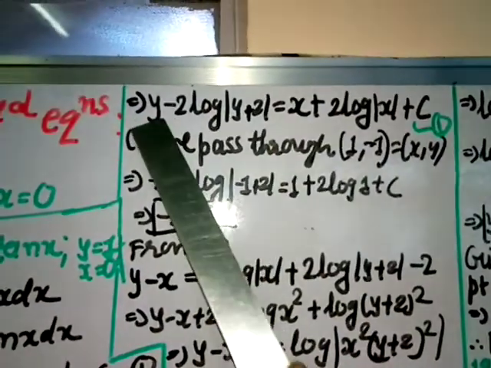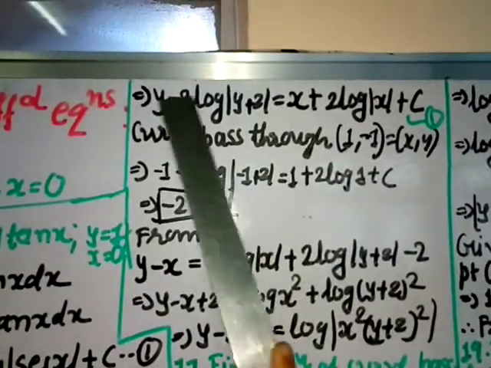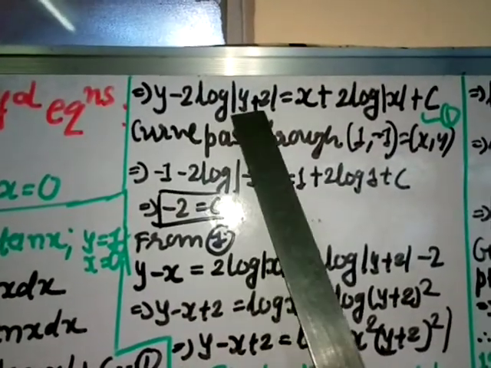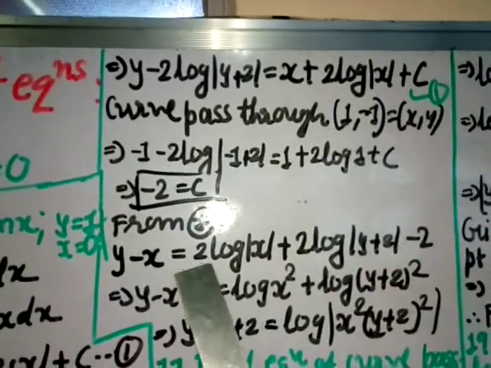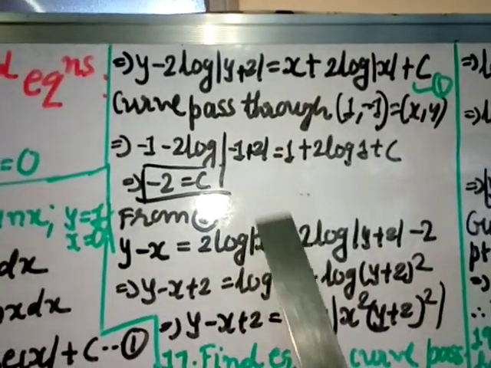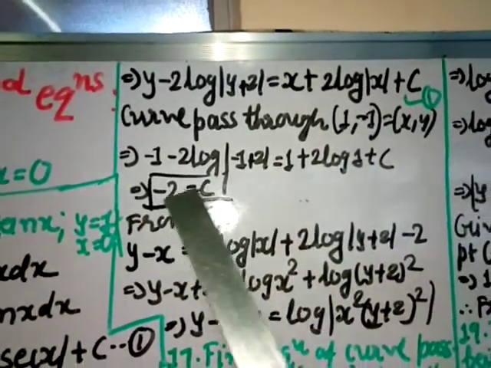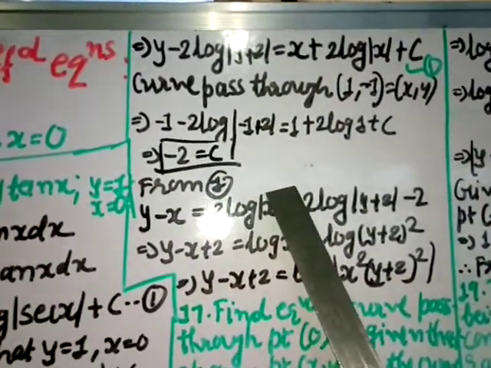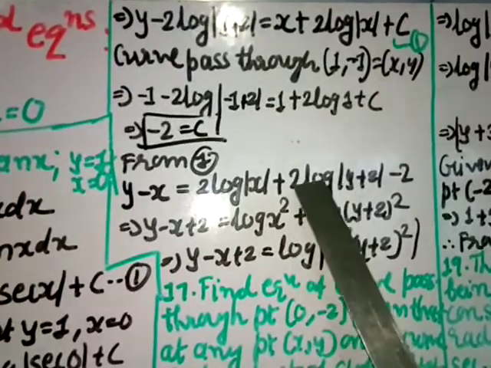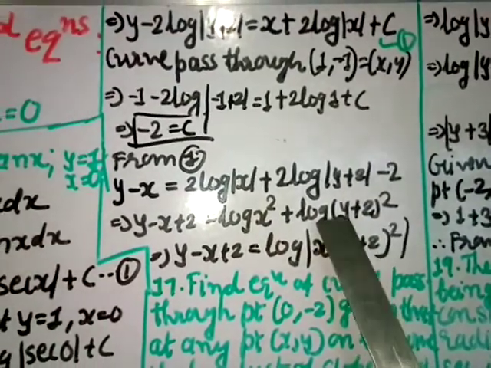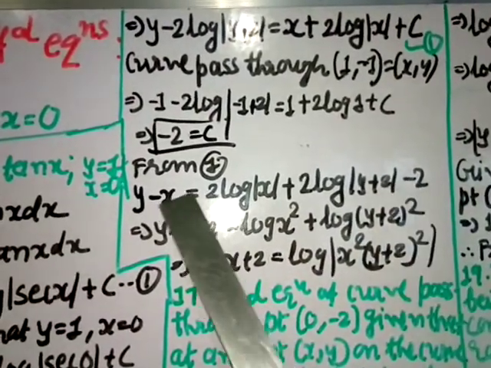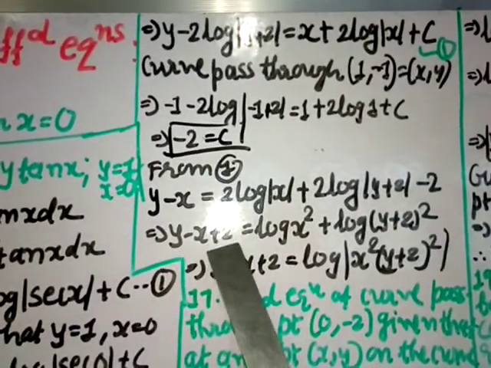This x you are transferring here, so y minus x; and minus 2 log y plus 2 transfer here becomes plus, and here 2 log x is as is, plus this I transfer 2 log y plus 2, and put the value of c as minus 2, so minus 2. These 2 can be taken as power, so log x square, and these 2 also can be taken as power, log y plus 2 whole square, and minus 2 transfer here plus 2, so y minus x plus 2.